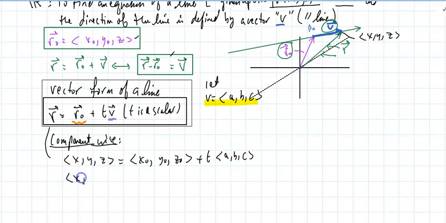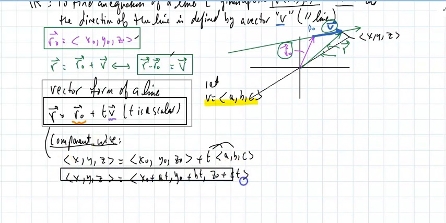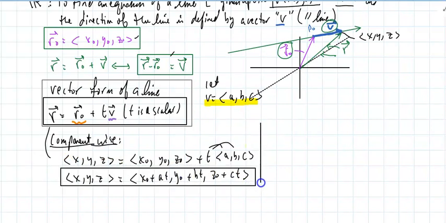So if you really work this out, if you sum those vectors, you'll notice that this is going to be component-wise x sub 0 plus at, y sub 0 plus bt, and z sub 0 plus ct. So this is my vector equation. I always find this first. From this arise 2 more forms.